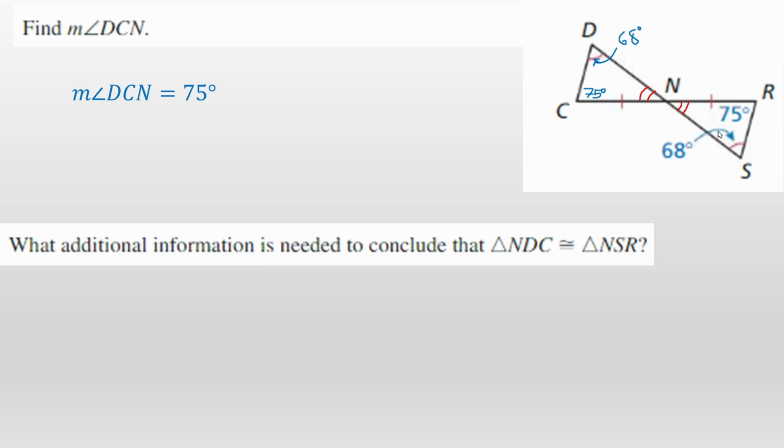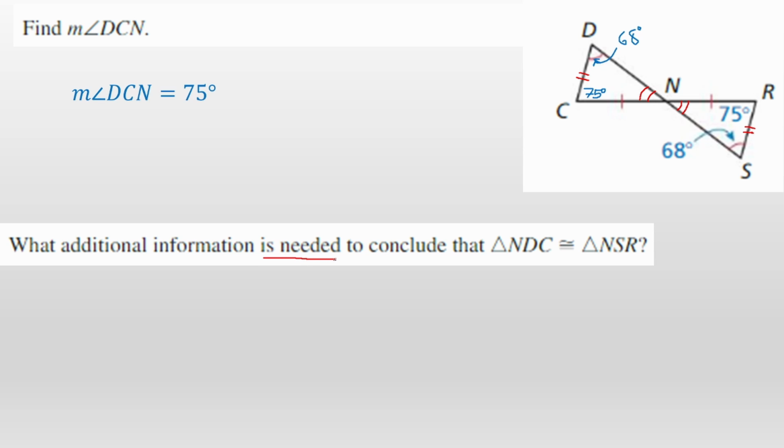Well, I have all of the angles taken care of, and I have a single pair of sides. So the things that I would need is I would need to establish a few more side lengths. Namely, I would need to know that this side DC is congruent to this side RS. I don't know that yet. That's something that I would need.